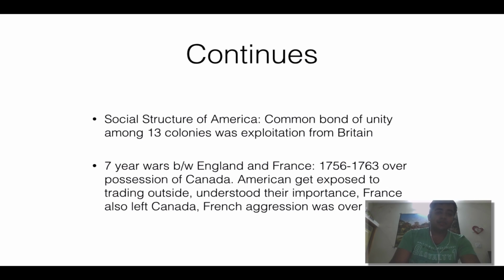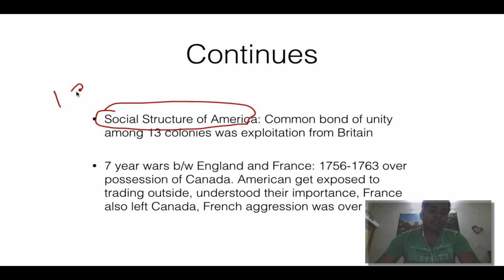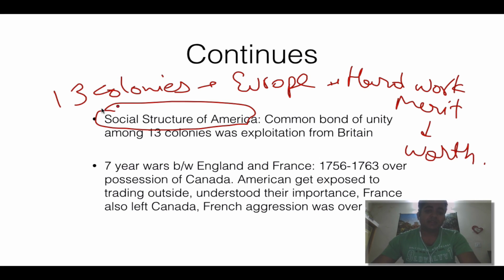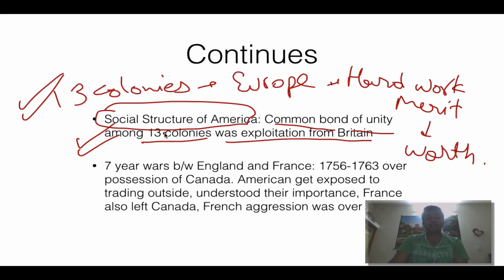The reasons continue. The important reason was the social structure of America. There were 13 colonies and most of them were migrants from Europe. So there was no common thread except hard work, and merit alone should determine a person's worth. These are the American tenets still holding till date. Then the common bond of unity among the 13 colonies was exploitation from Britain. That was the common underlying thread of unity.